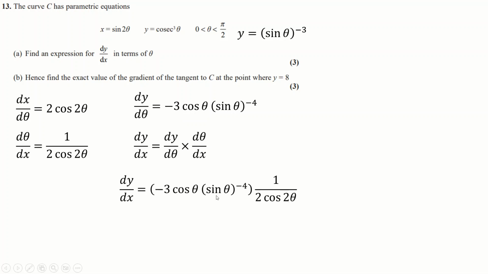I think all I did was put this into here like this. And because it just says an expression, I don't think I have to do any simplifying to this at all. I think this is an expression, so I'm just going to go with it.